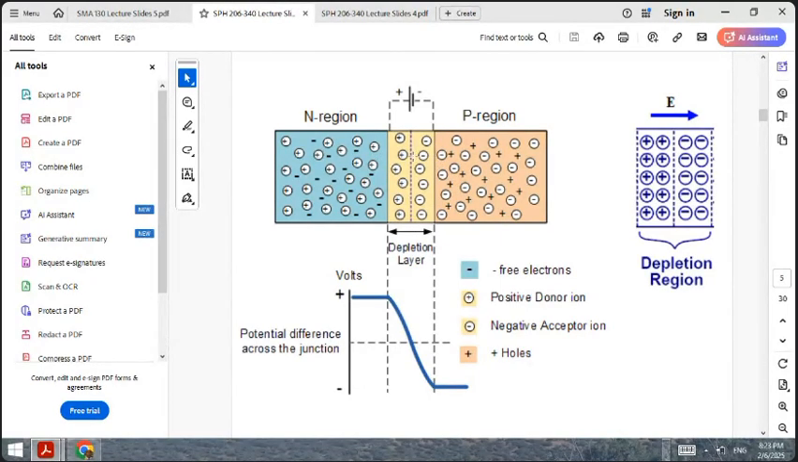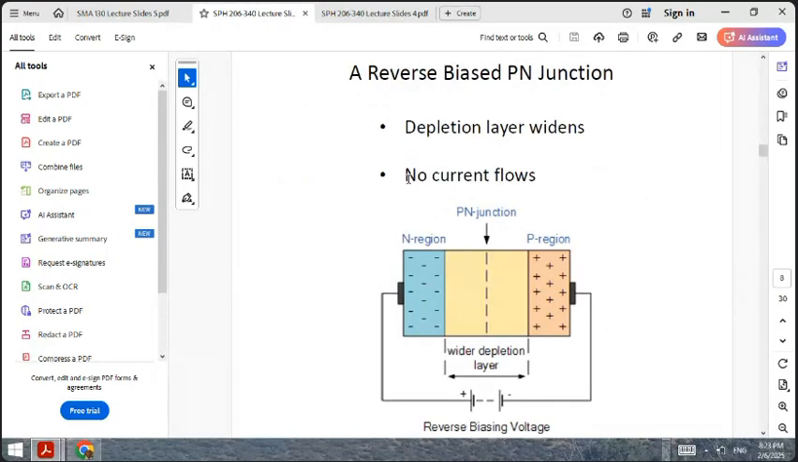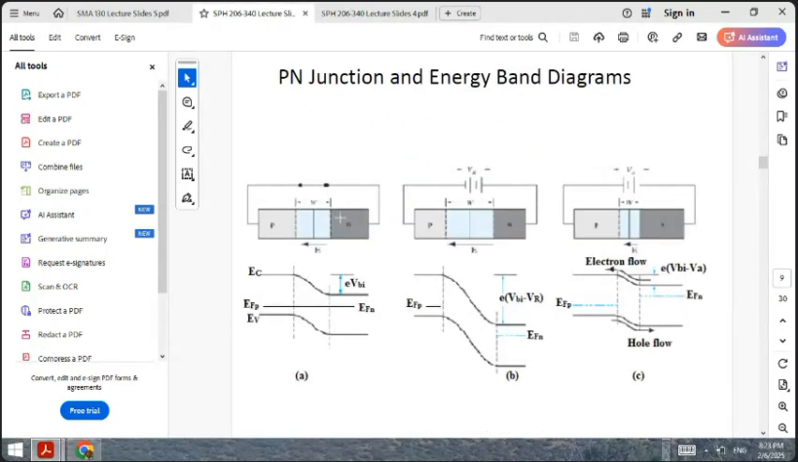Therefore, there is just what happens, which we said in this slide. We just have holes and electrons crossing for a very short time to create the depletion layer, and that process stops. And that's why we don't have current flowing here. We have current flowing here. We don't have current flowing. The reason why we don't have current flowing here is because of reverse bias. Here there is no external power.